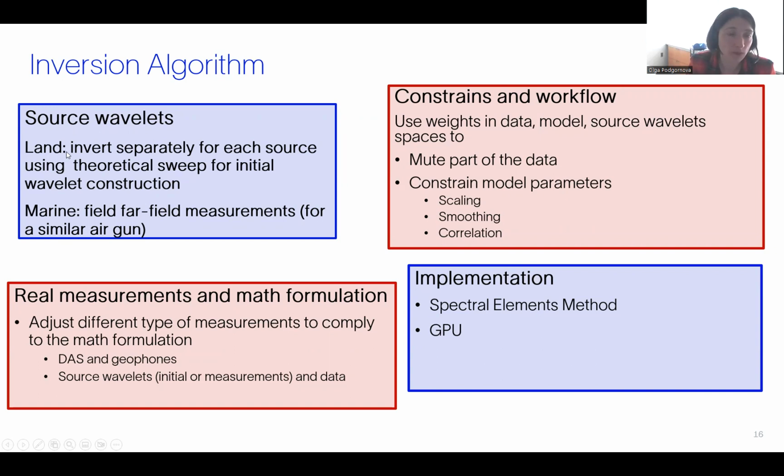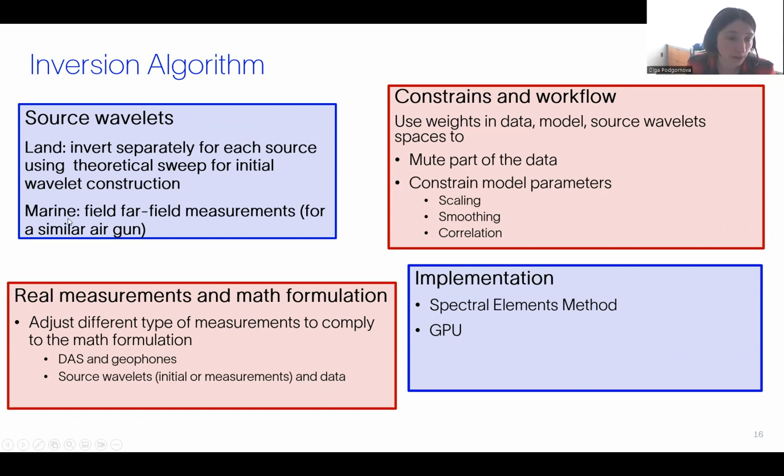Based on our experience, for land data we invert for the source wavelet, starting with the theoretical sweep for the initial wavelet construction. We do it for land because the source wavelet on land is not consistent with the shot position. It happens because of differences in the ground conditions, different coupling of the vibrator, and different shallow medium properties. So the signal which you get from one shot to another can be quite different.